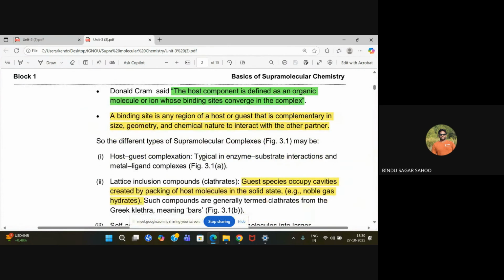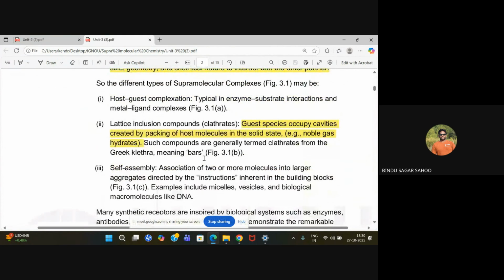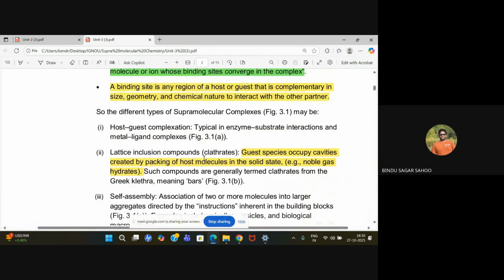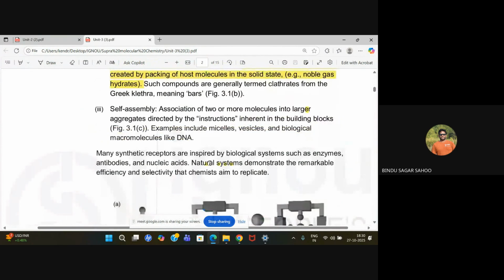There are different types of supramolecular complexes. We can overall distribute the supramolecular complexes into three types. One is the host-guest complex, another is the lattice inclusion complex or clathrates, and another is self-assembly complexes. So you need to check here one by one, starting with the host-guest complex.